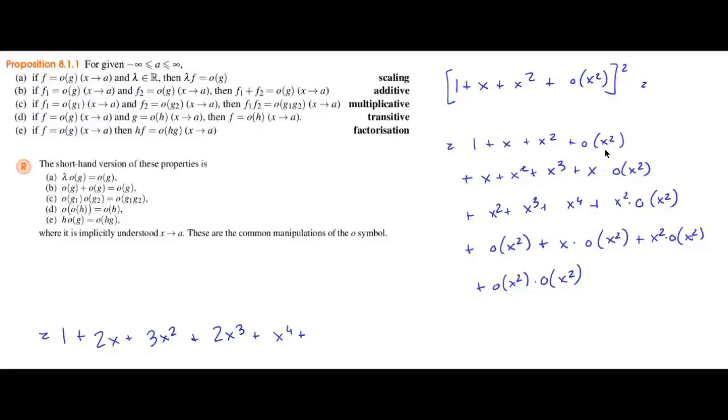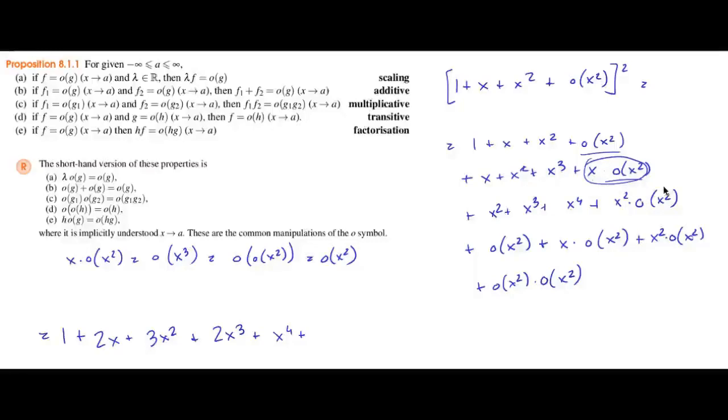And then we have small o of x squared here, and x times small o of x squared. But x times small o of x squared, using the last property, is small o of x cubed, right? X goes inside, multiplying. But small o of x cubed is small o of x squared, so we can write this as small o of x squared. So this thing is small o of x squared.